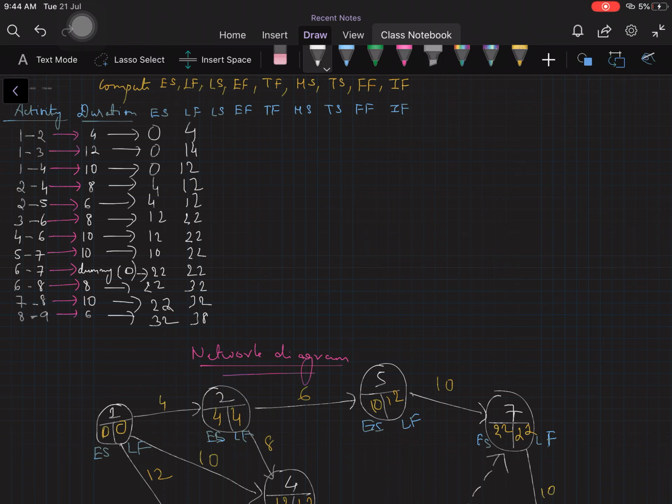Let's begin. Let me highlight so that you will know. So now this one minus this one. Okay, so late finish minus duration. Let's fill. So 4 minus 4, 0. Then we have 14 minus 12, 2. 12 minus 10, 2. 12 minus 8, 4. 12 minus 6, 6. 22 minus 8, 14. 22 minus 10, 12. 22 minus 0, 22.